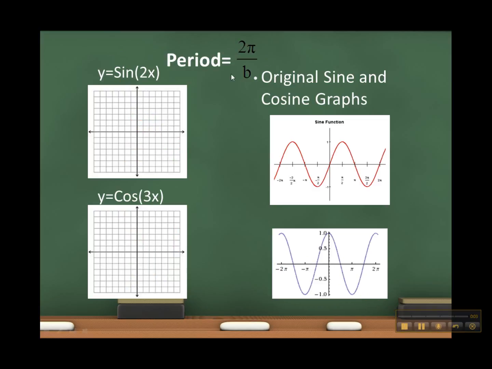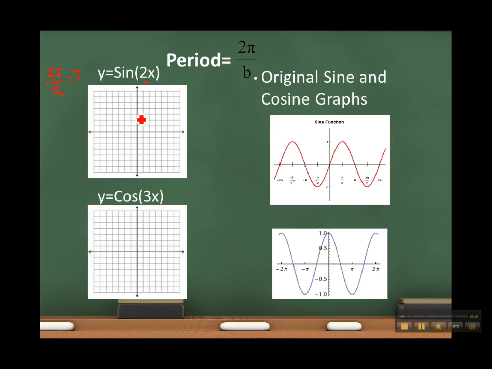The formula that you're going to use is 2 pi over b, and remember that I showed you b is the number in front of x. So for this one would be 2 pi over 2, because that's my number in front of x. When you simplify this, you just get pi, which means that you're going to have a full curve, because that's the period, from 0 to pi instead of from 0 to 2 pi.